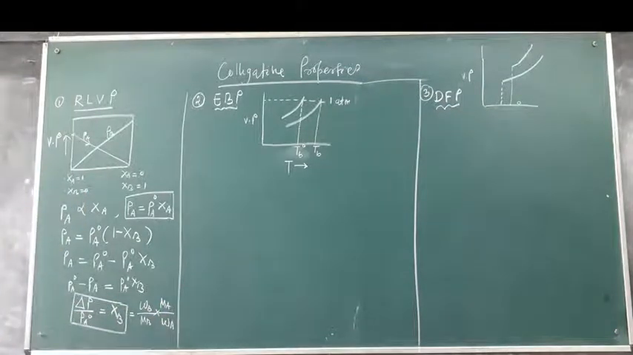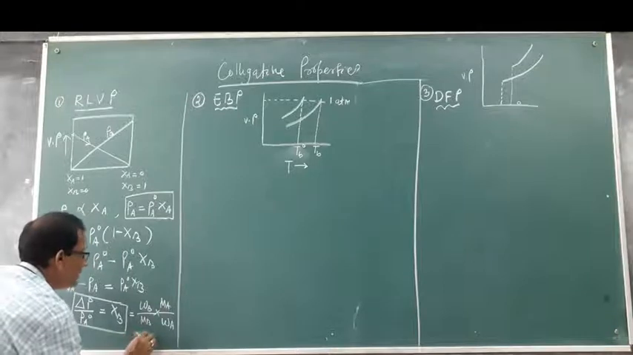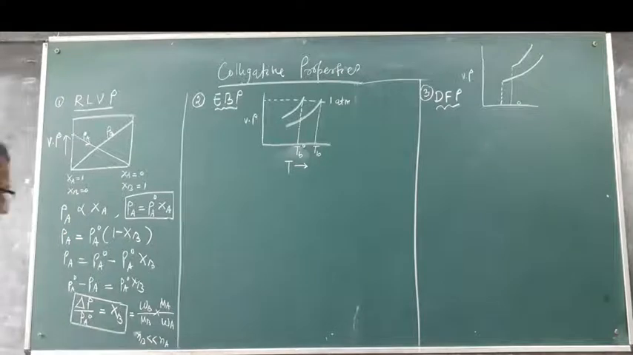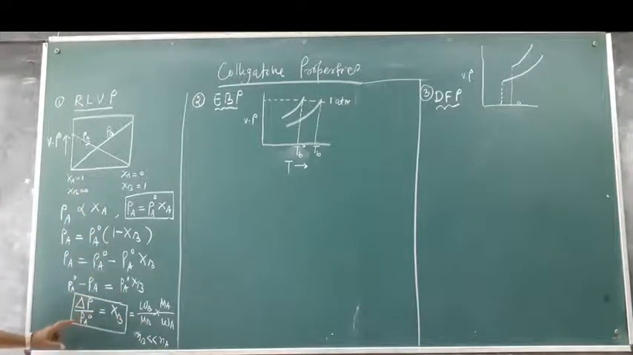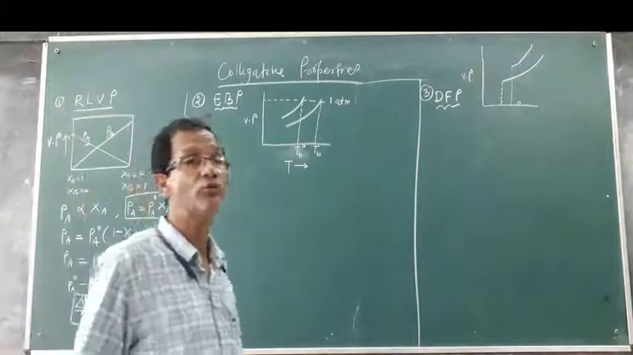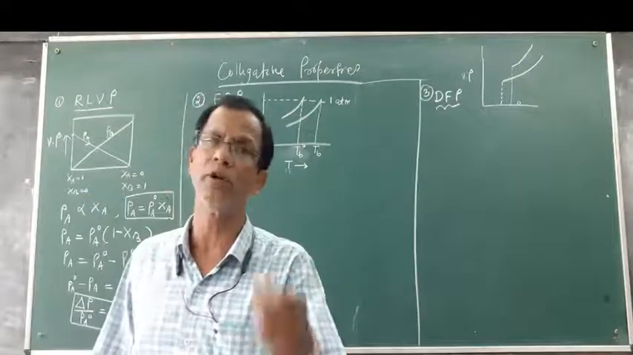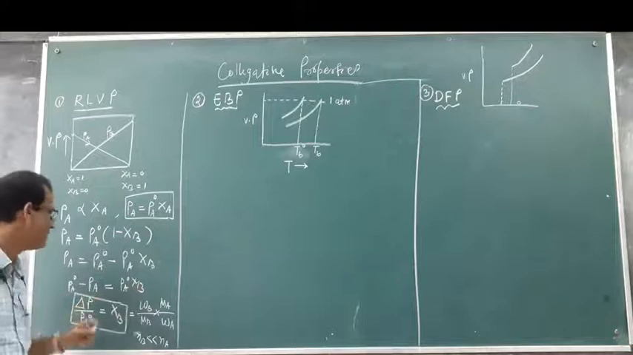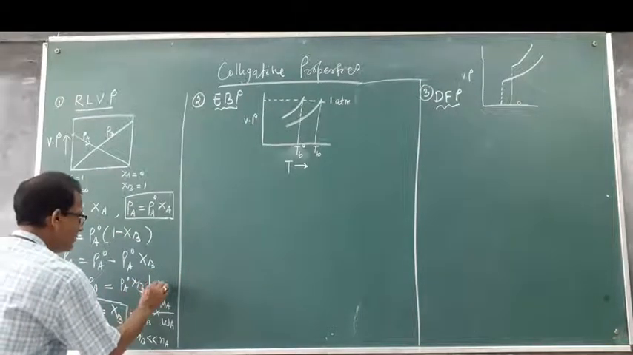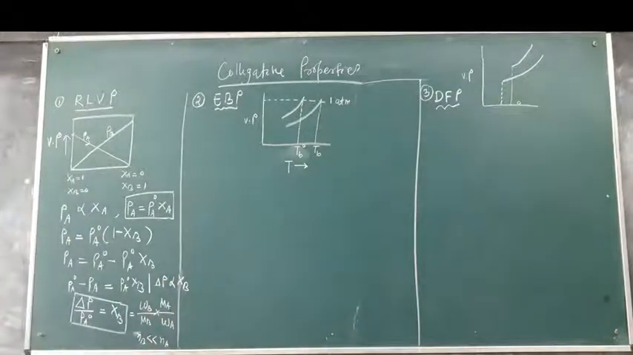This expression holds when nB is very, very much less compared to nA. That means the relative lowering of vapor pressure is equal to the mole fraction of solute added. That means how much solute is added determines the relative lowering of vapor pressure. Vapor pressure always decreases when a non-volatile solute is added to the particular solvent. So this decrease in vapor pressure is equal to PA naught ZB. That means del P is proportional to ZB. What does that mean?